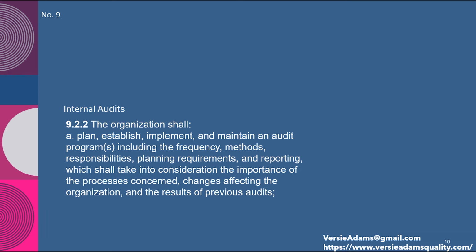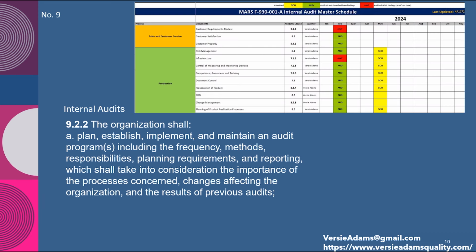Okay, the next item, internal audits. 9.2.2: the organization shall plan, establish, implement and maintain an audit program, including the frequency, methods, responsibilities, planning requirements, and reporting, which shall take into consideration the importance of the processes concerned, changes affecting the organization, and the results of previous audits.